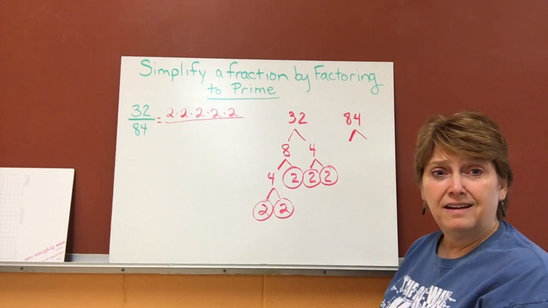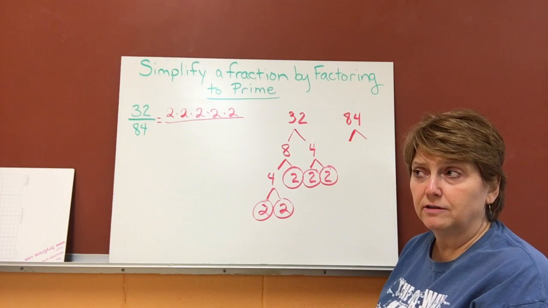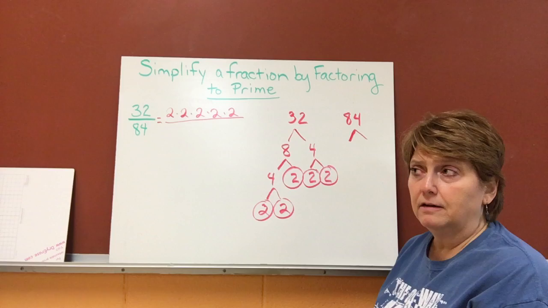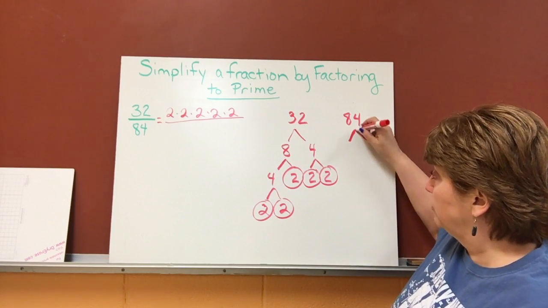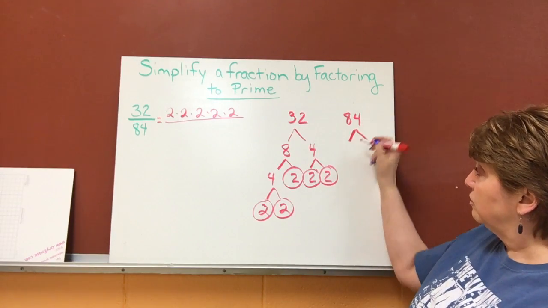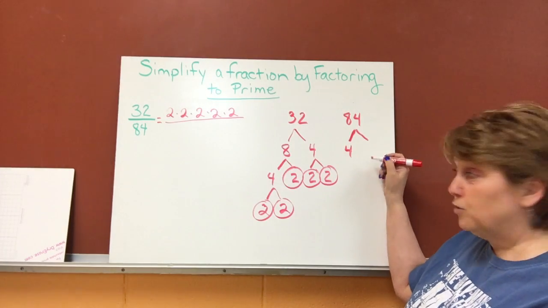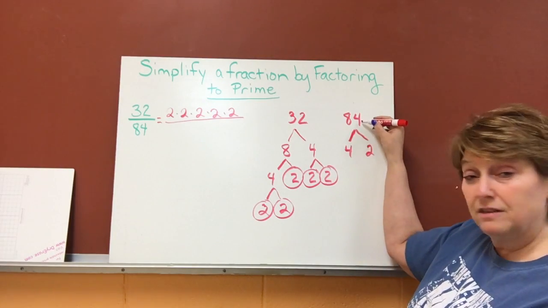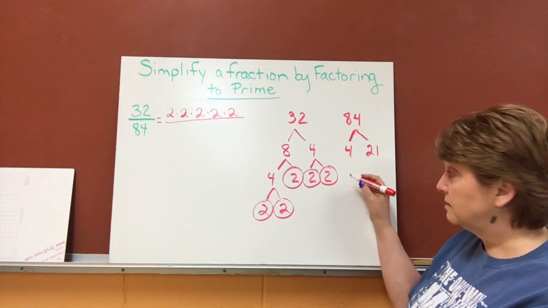84 is not really a number that's in our multiplication set that I can think of. Maybe up to 12 I think would be okay, but we usually learn our 1 through 10 and then don't learn our 12s. So what I'm going to do is separate it by 4. I know that 4 goes into 8 twice, and I know that 4 goes into 4 once. So it would be 4 and 21 that I could separate this up into.